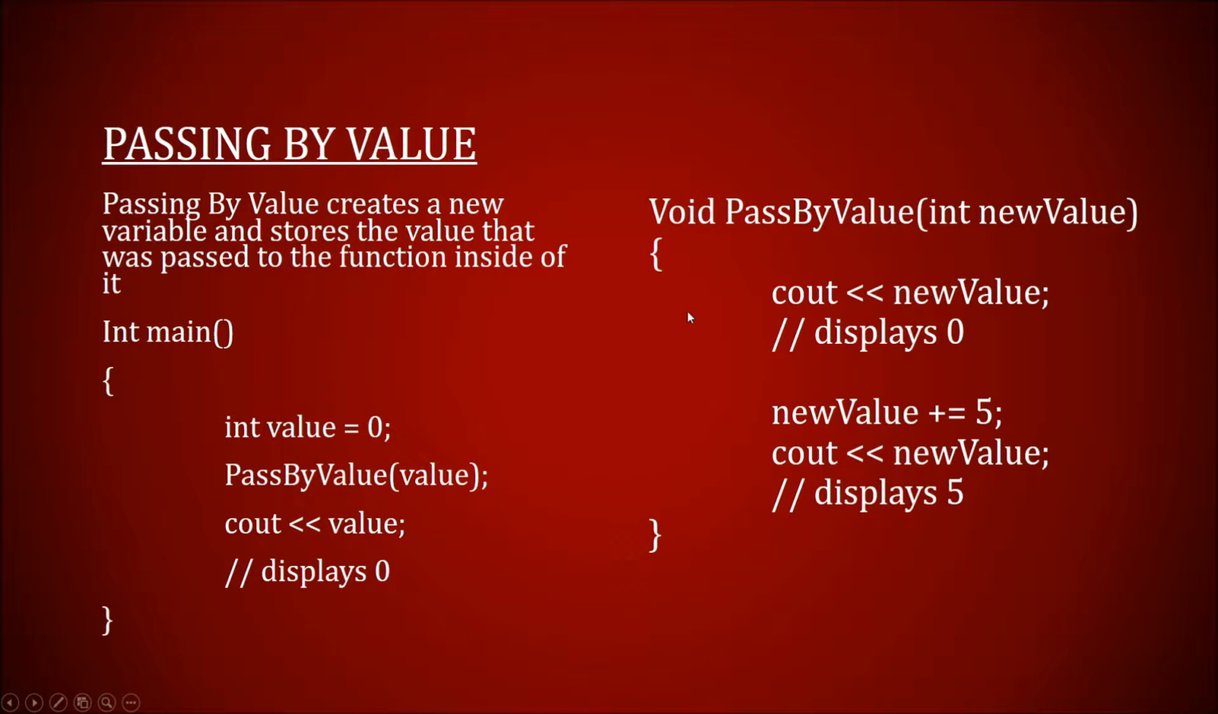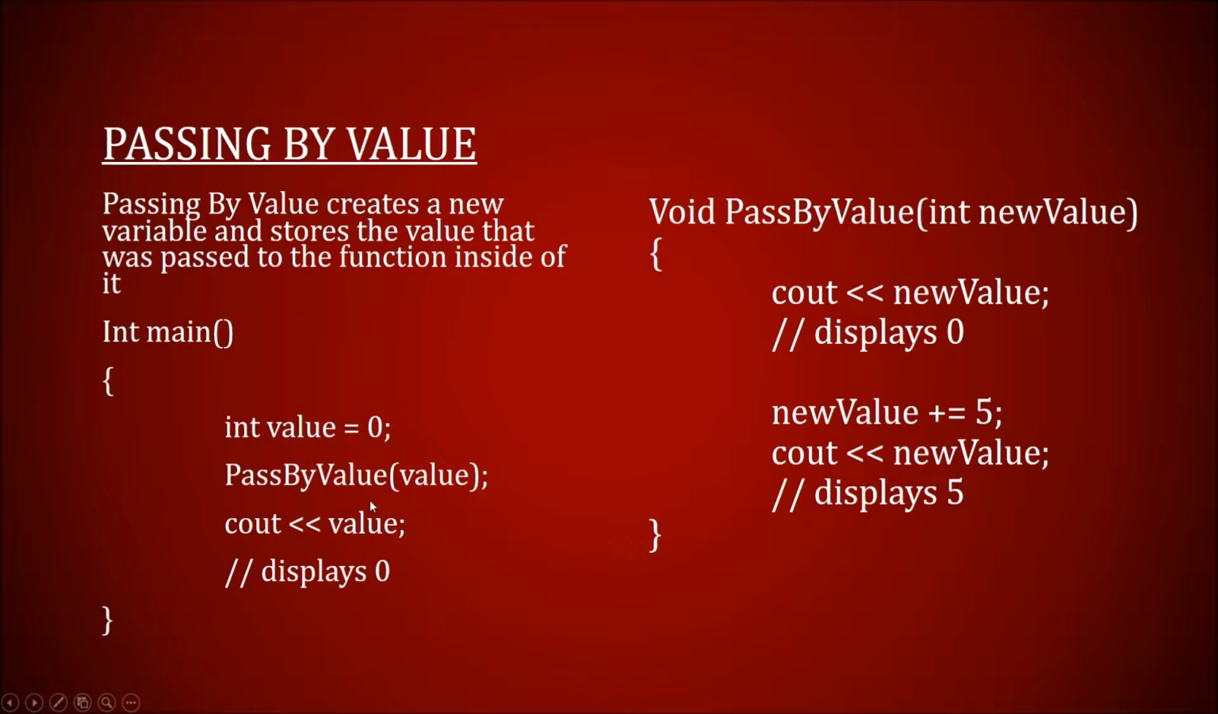Alrighty, so passing by value. Passing by value actually creates a new variable, and it just stores the value that was passed to the function inside of that variable. So if you look at this example here, we have an integer value that gets assigned 0. So when I call pass by value and pass in that value variable, what I'm doing is passing 0 into this function. This variable here called new value is going to catch that 0 and assign its value as 0. So when I display new value, it displays a 0. If I add 5 to it and display that, it's going to display 5.